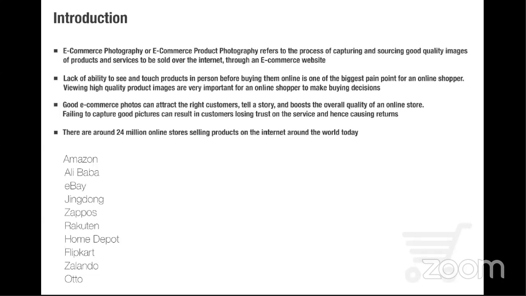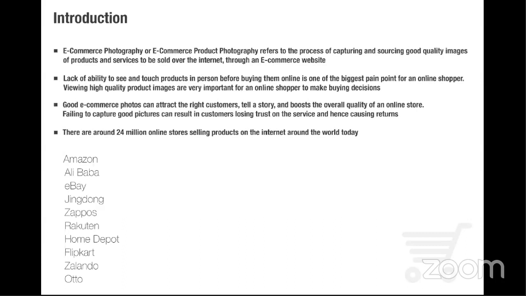E-commerce product photography is basically a process of shooting high quality product images. It's basically shooting the best images for the particular product, which will end up being displayed on an e-commerce website, which also will help in selling the product. So that's pretty much the basic definition of e-commerce photography, right?